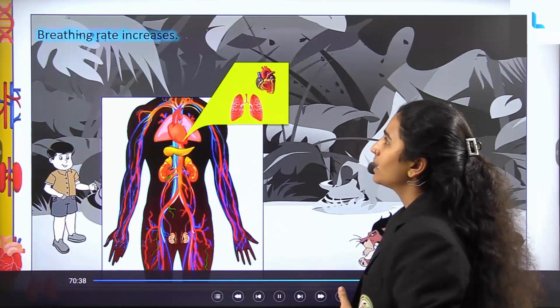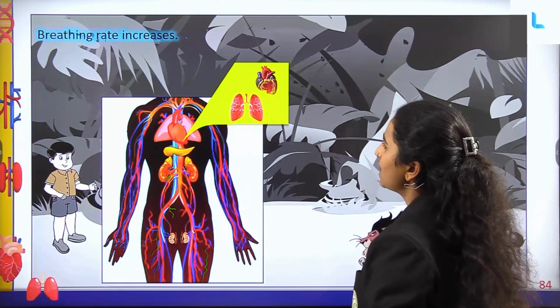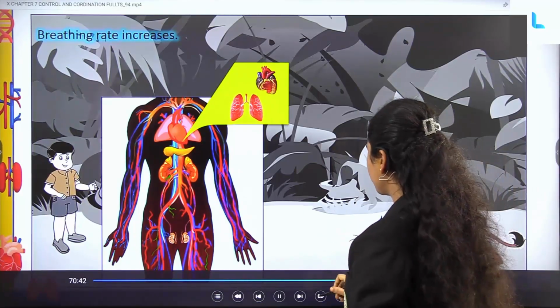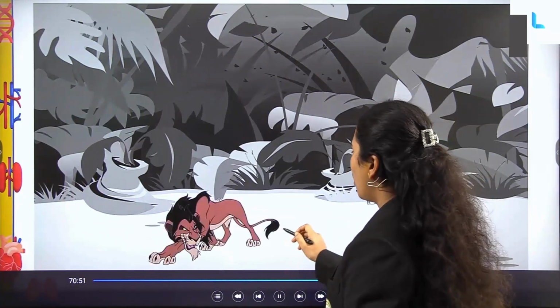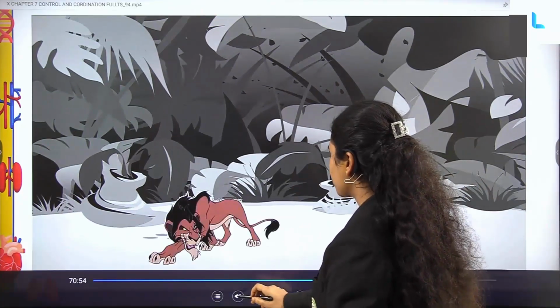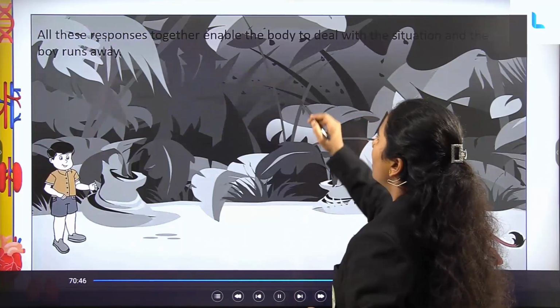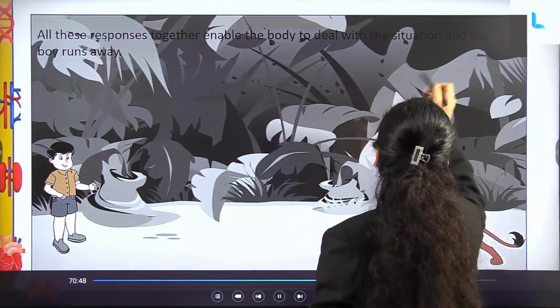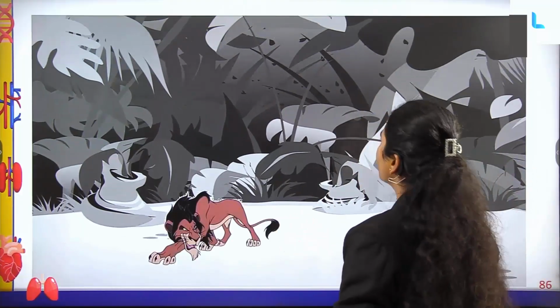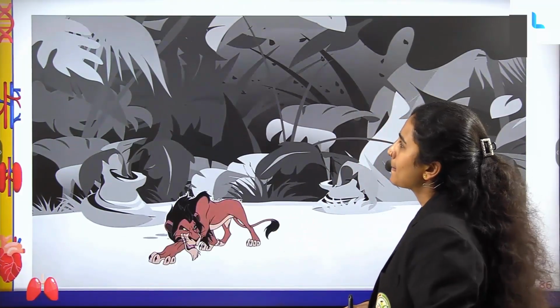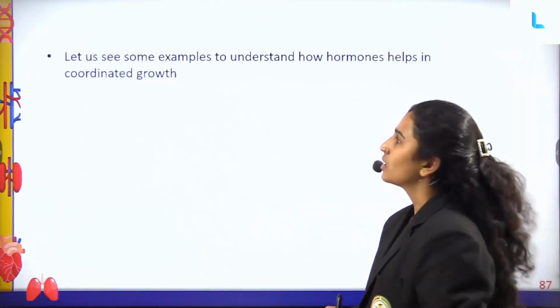Now both our lungs and heart are working simultaneously and the breathing rate will increase. And all the responses together will enable the body to deal with the situation, and the boy is going to run away. So this is how it works.